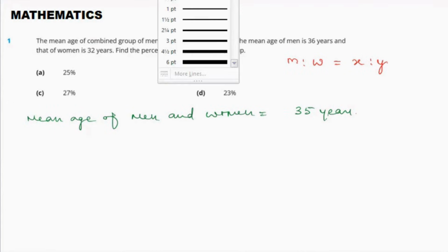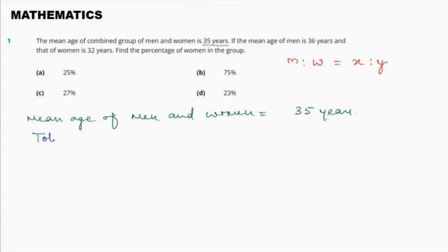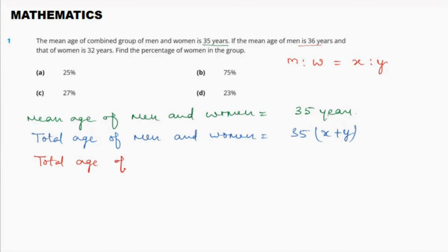So the total age of men and women will be 35 times (x plus y), because the total number of men and women is x plus y. If we multiply it by 35, that will be the total age of men and women. Now, the question says the mean age of the men is 36 years, which means the total age of the men is 36x.